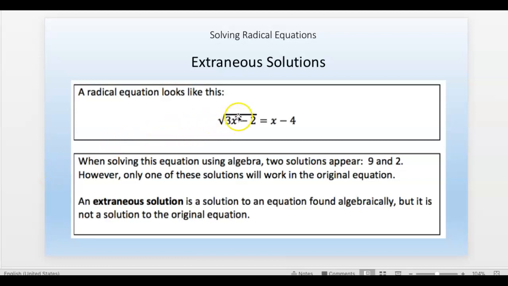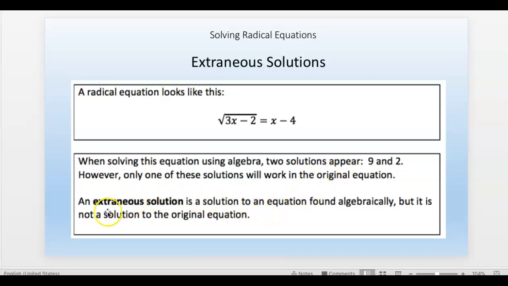Again, you guys, a radical equation, one looks like this. When you square both sides, you can solve this one for x. All right, when solving this equation, though, if two solutions appear, which this one does, the 9 and the 2, only one of those solutions works in the original equation.